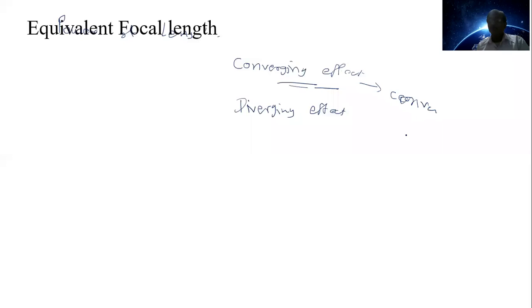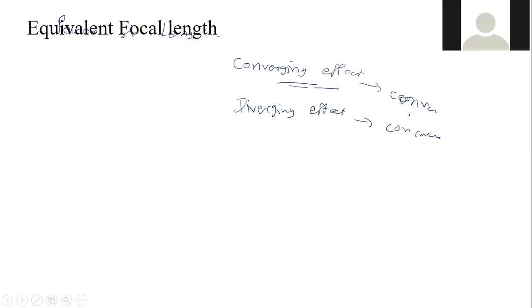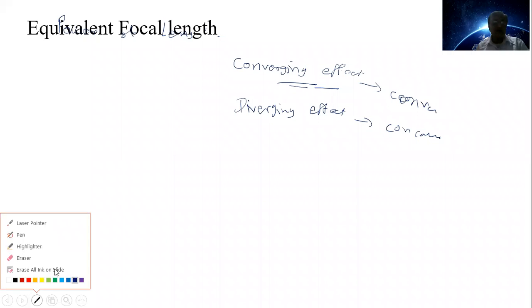Keep speaking, it takes our time. You understand the diverging effect, but keep speaking in between. Diverging effect is produced by concave lens. The ability of the lens to produce converging or diverging effect is called the power of the lens. That is known as power of the lens.